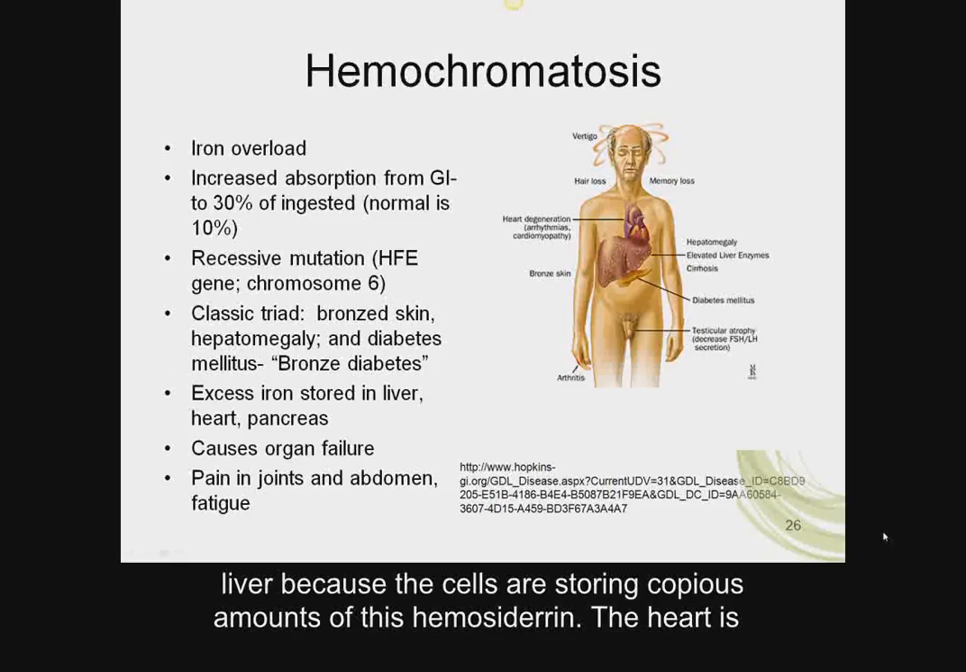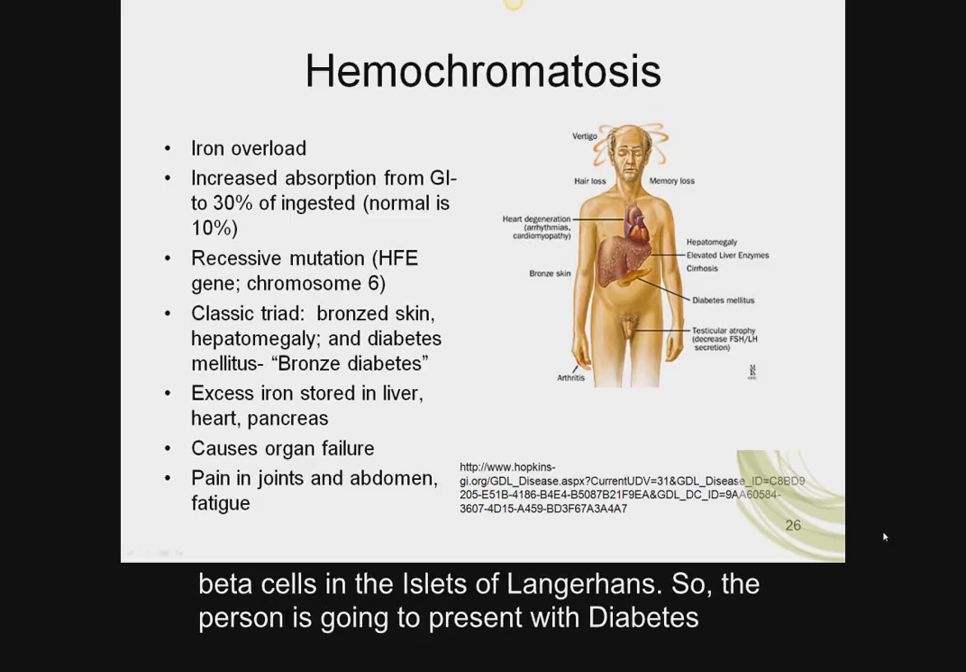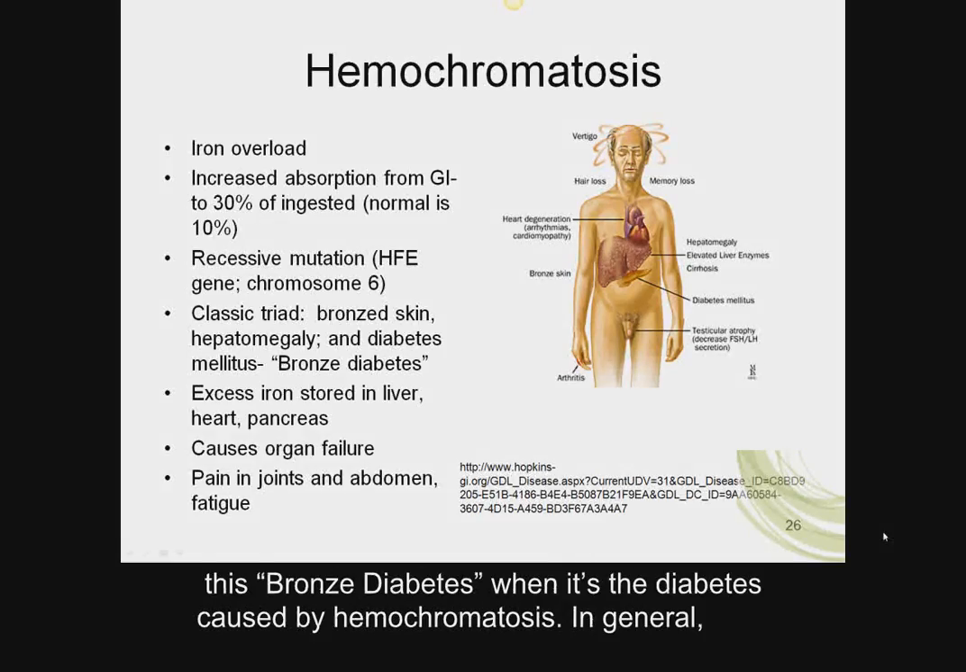In the pancreas, the iron is going to destroy the beta cells, and this person will likely present with diabetes mellitus. The person is also going to present with bronzed skin, and we call this disorder bronze diabetes. And it's because of the diabetes caused by the hemochromatosis. In general, it's just going to cause profound organ failure. The patient will have pain in the joints and abdomen and also fatigue.